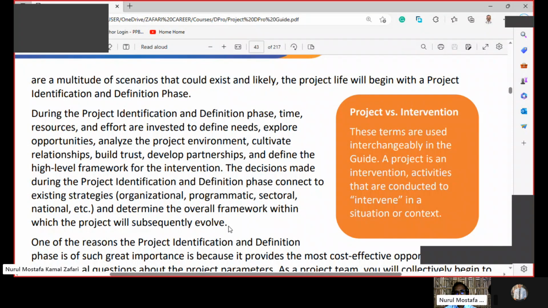During the project identification and definition phase, time, resources, and effort are invested to define needs, explore opportunities, analyze the project environment, cultivate relationships, build trust, develop partnerships, and define the high-level framework for the intervention. The decisions made during this phase connect to existing strategies, organizational, programmatic, sectoral, national, etc., and determine the overall framework within which the project will subsequently evolve.